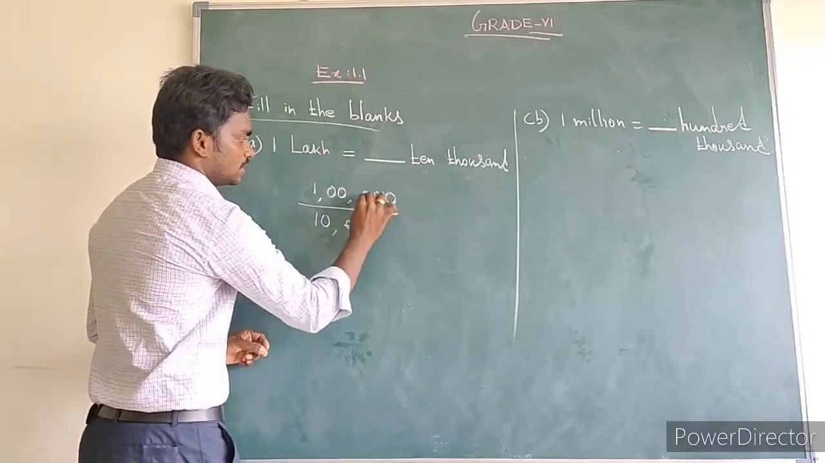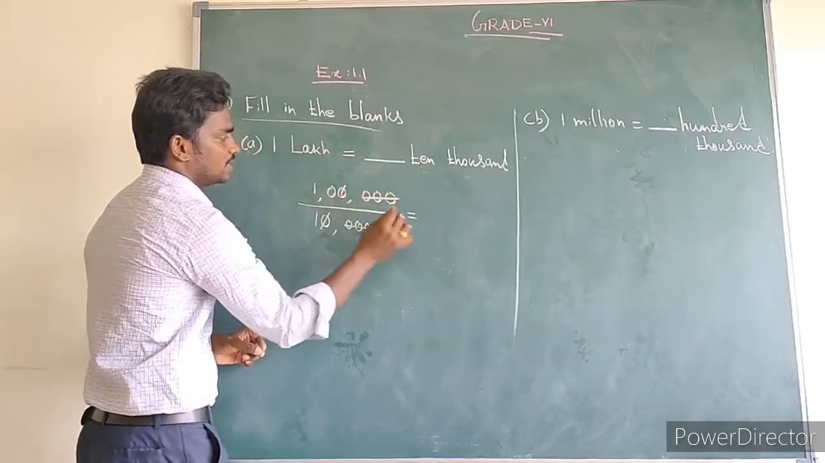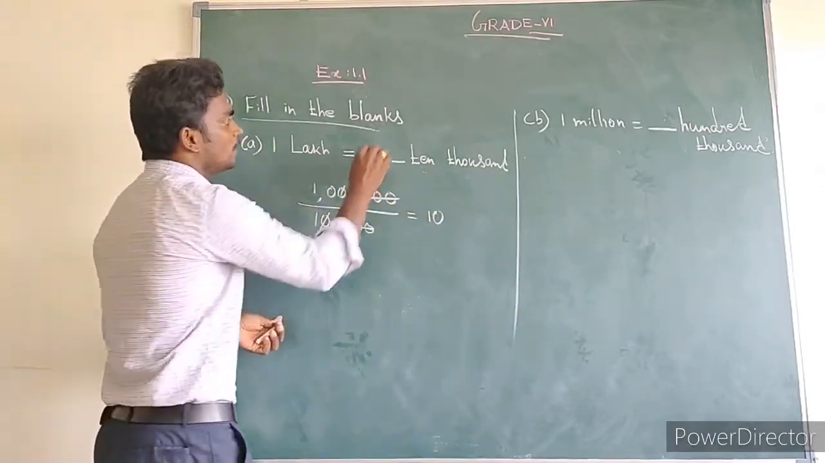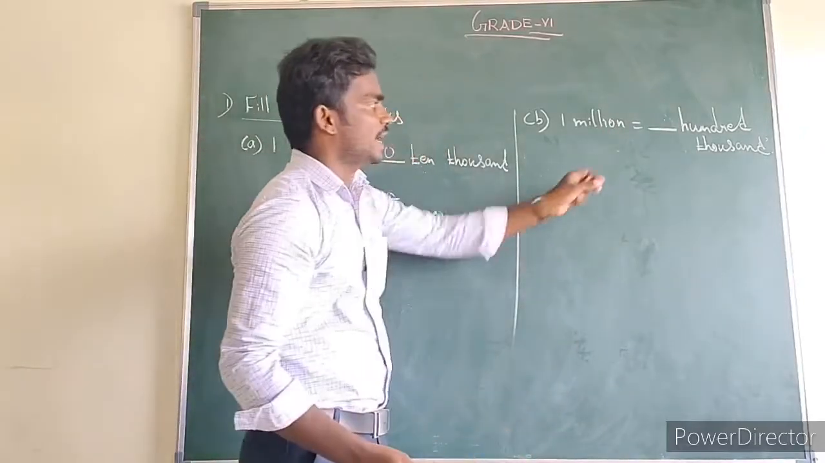So this 30 and 30 cancel. This 10 and 10 also cancel. What is the remaining value? That is 10. So 1 lakh equal to 10 times 10,000. Next one is 1 million equal to dash 100,000.